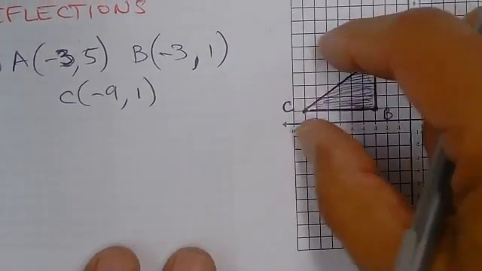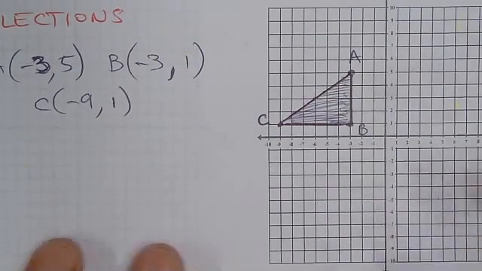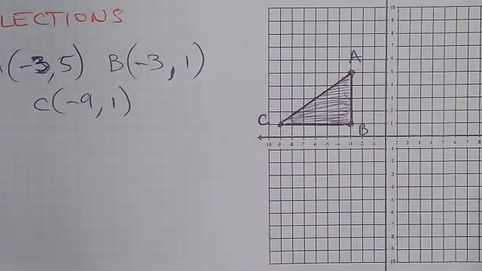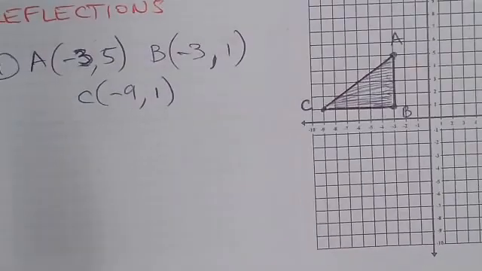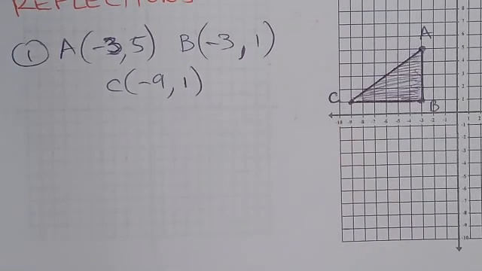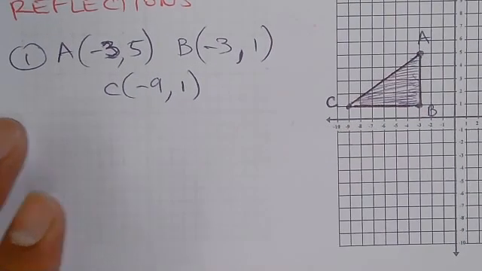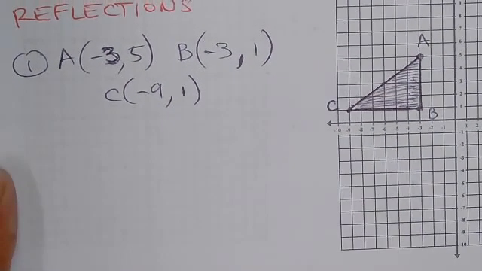Okay. Last week, what did we do? Last week we did translations. Last week we got this shape and we just moved it. It moved 5 units right and 6 units down, and it looked the same. It was facing the same way. Reflections do not necessarily face the same way, but it's still the same size.